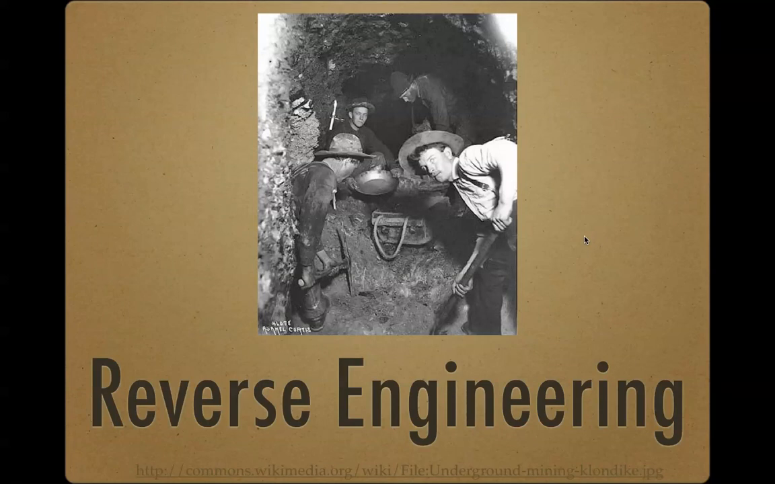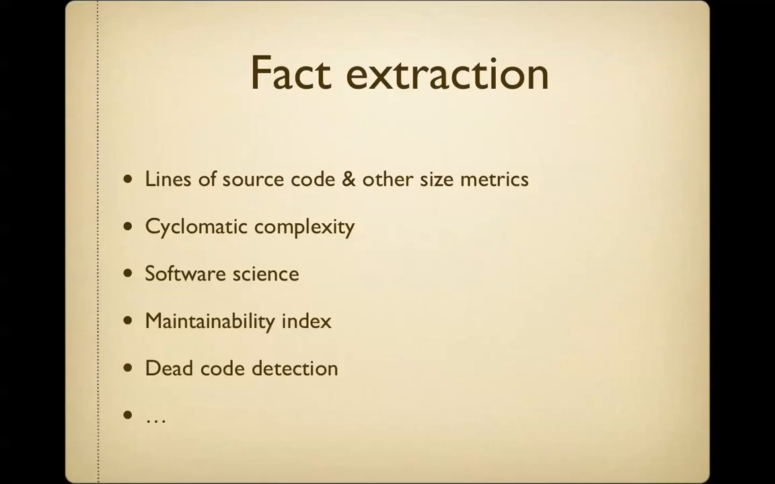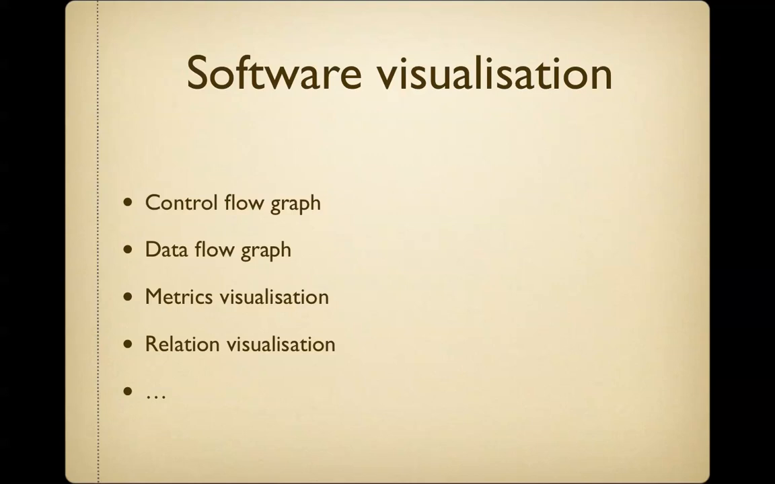So the hackathon is focused on reverse engineering and re-engineering, where reverse engineering is obviously the foundation for the re-engineering efforts. So for reverse engineering, you can do something like fact extraction. So size metrics like lines of code, McCabe complexity, maintainability index, Halstead metrics, but it doesn't have to be metrics. It can be something like dead code detection, for example. You can also go for software visualization, like control flow, data flow graphs. You can visualize metrics, but you can also visualize relations between entities in a system.